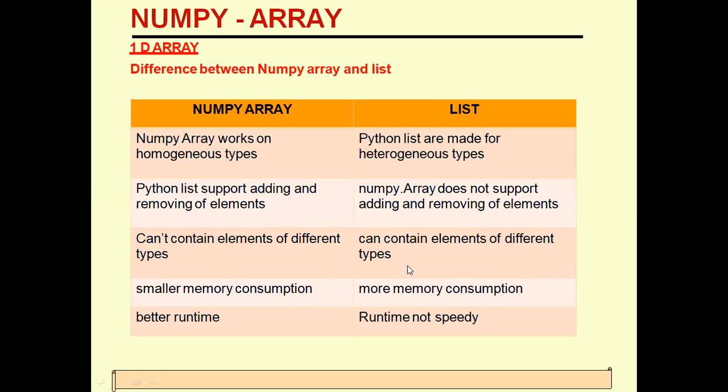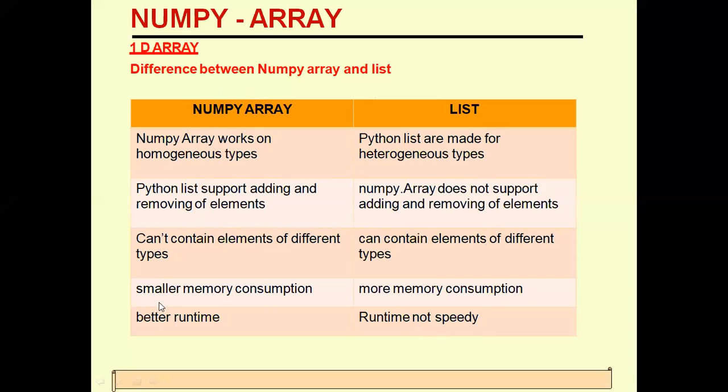So there are some benefits and drawbacks. And numpy will be better at runtime. It is fast and has small memory consumption also. It runs fast at runtime. A list is not speedy, it's slow. So these are the differences between numpy array and list. Otherwise, when we see the variable declaration and all, they are similar to each other. So values in a numpy array are similar.